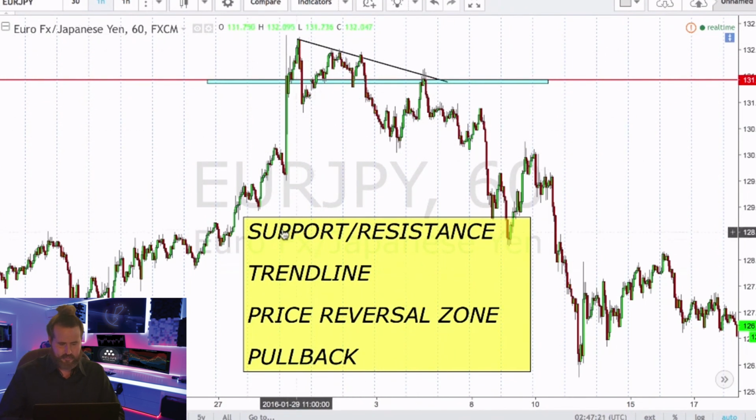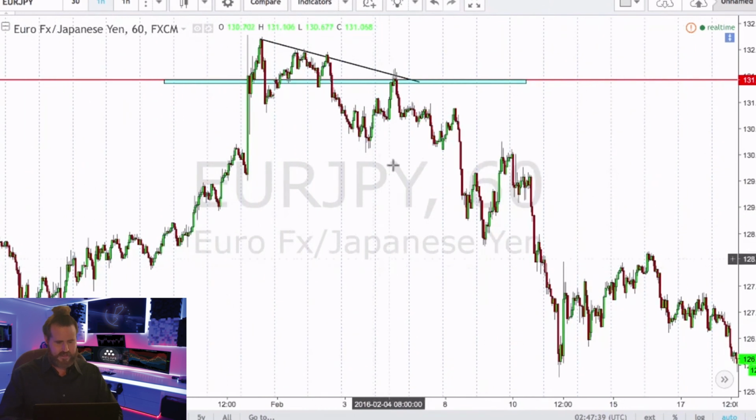I want to show you how simple this is by crossing off the checklist. Trend line, check. Resistance, check. Price reversal zone, check. And is it a pullback? That means, was the ceiling once a floor? Check. Awesome. That's putting it all together.